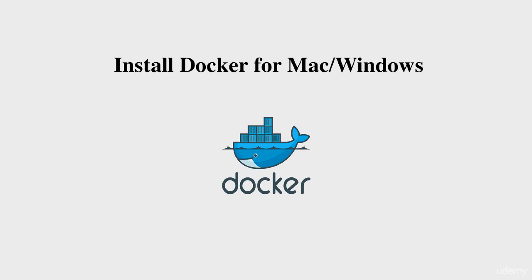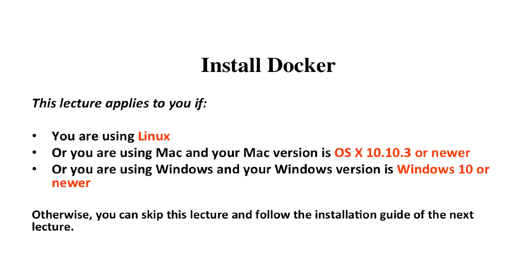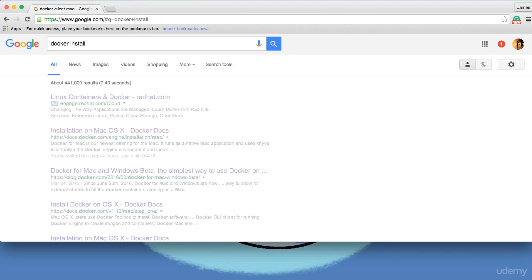Let's get started on installing Docker on our local machine. This lecture applies to you if you're using Linux, or you are using Mac and your Mac version is OS X 10.10.3 or newer, or you're using Windows and your Windows version is Windows 10 or newer. Otherwise, you can skip this lecture and follow the instruction of the next lecture to install Docker Toolbox on your local machine. Here we Google Docker install.